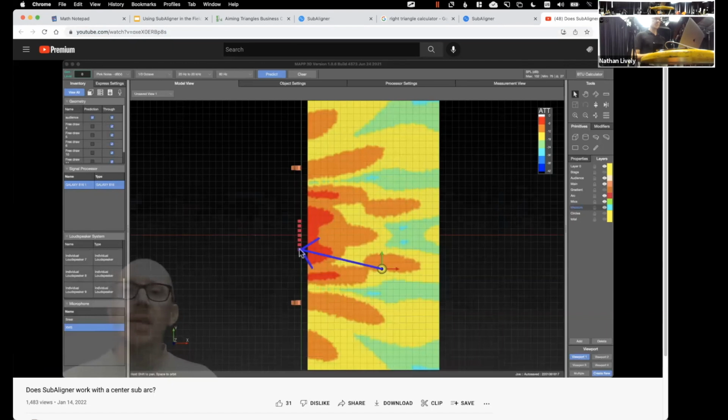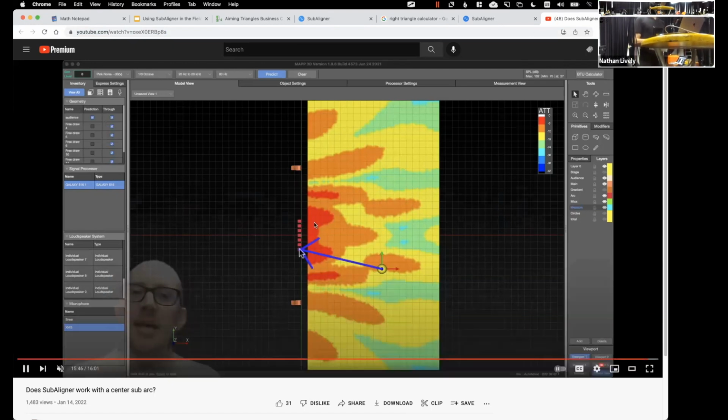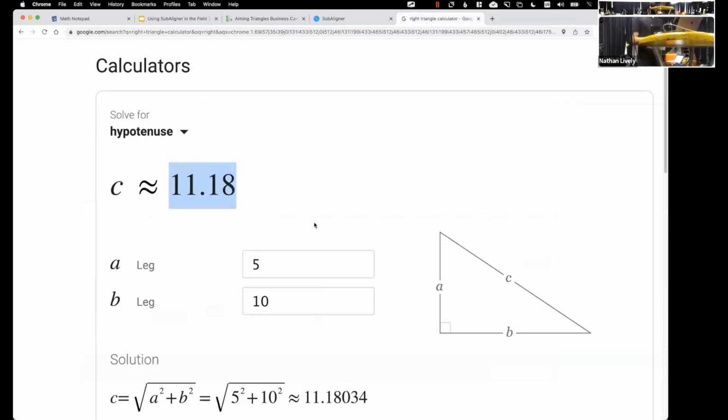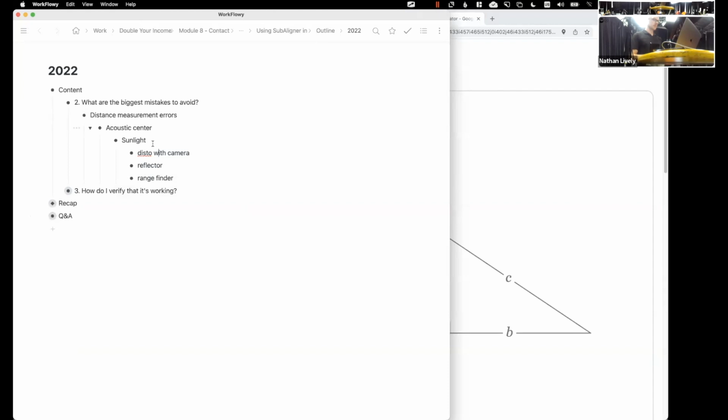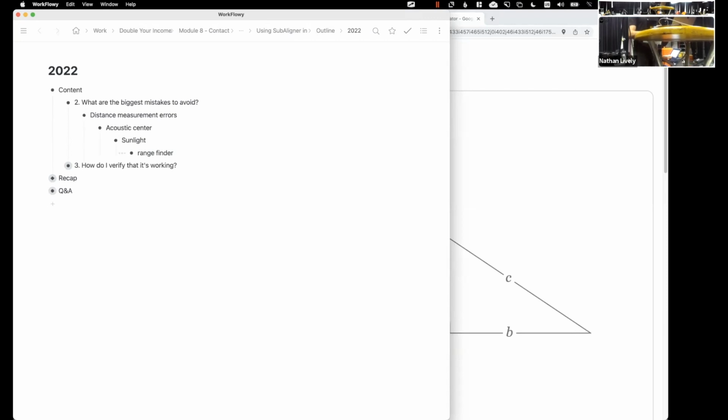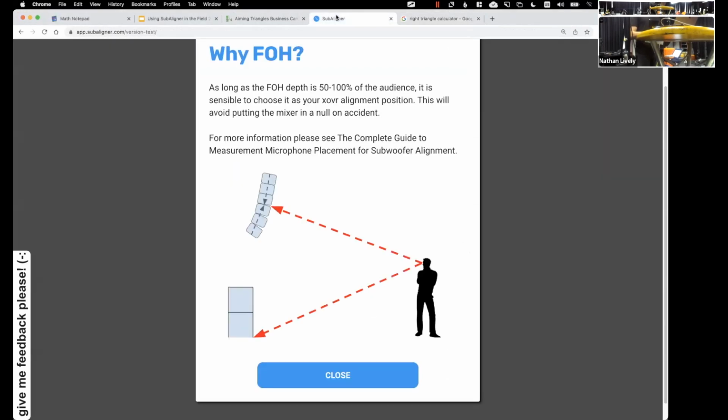Someday, maybe in a year, I'll have a better solution. But horizontal arrays, it's a tough one. We talked about using a reflector on the speaker. We talked about a rangefinder. That's distant measurement errors, and that's big mistakes to avoid. So any questions about that?